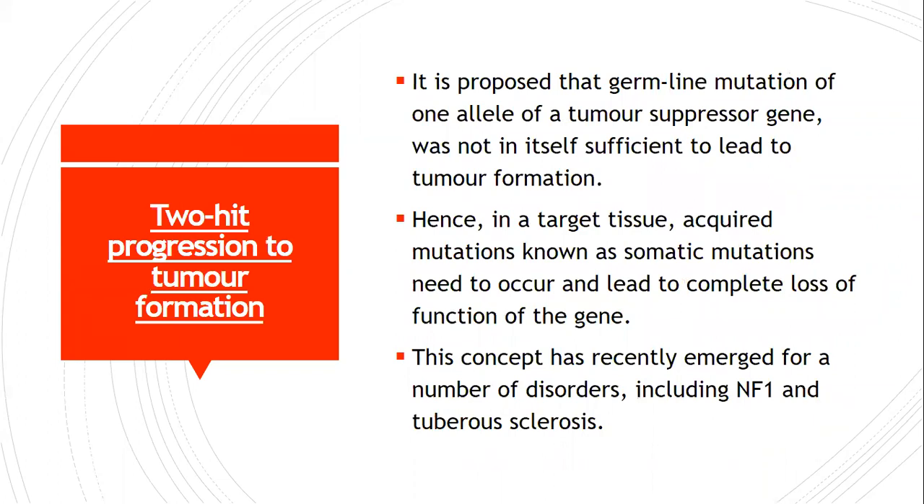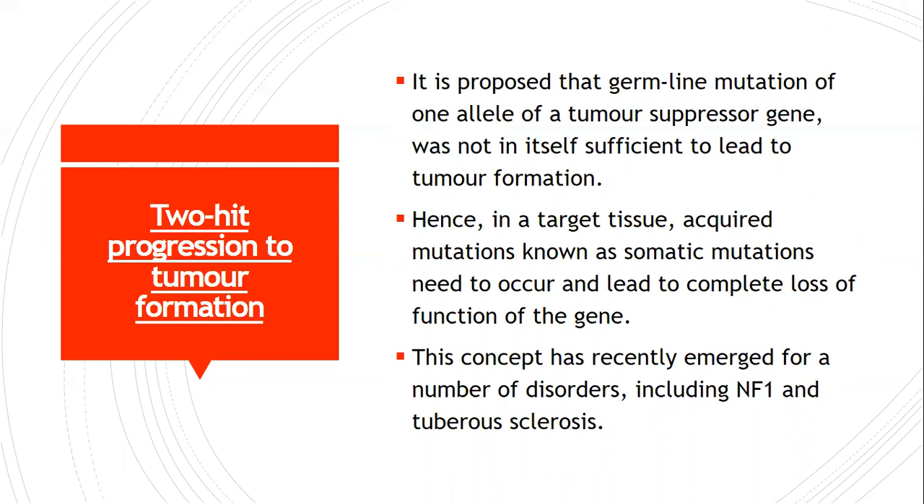Two-hit progression to tumor formation. It is proposed that germline mutation of one allele of a tumor suppressor gene was not in itself sufficient to lead to tumor formation. So there is a germline mutation in a tumor suppressor gene, but that single germline mutation is not enough to cause a particular tumor. Hence, in a target tissue, acquired mutations that are known as somatic mutations need to occur and lead to complete loss of function of that gene.